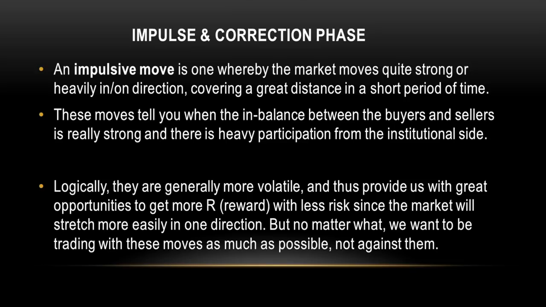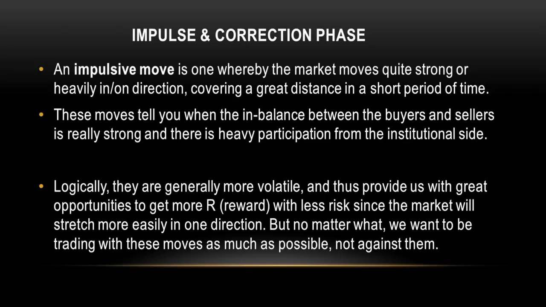Impulse and correction phases. An impulse move is one whereby the market moves quite strongly or heavily in a direction, covering a greater distance in a short period of time. These moves tell you when the imbalance between the buyers and sellers is really strong, and there is heavy participation from the institutional side of traders. Logically, they are generally more volatile, and this provides us with great opportunities for more rewards with less risk, since the market will stretch more easily in one direction. But guys, remember this, no matter what, we want to be trading with these moves as much as possible, but let's not go against them.